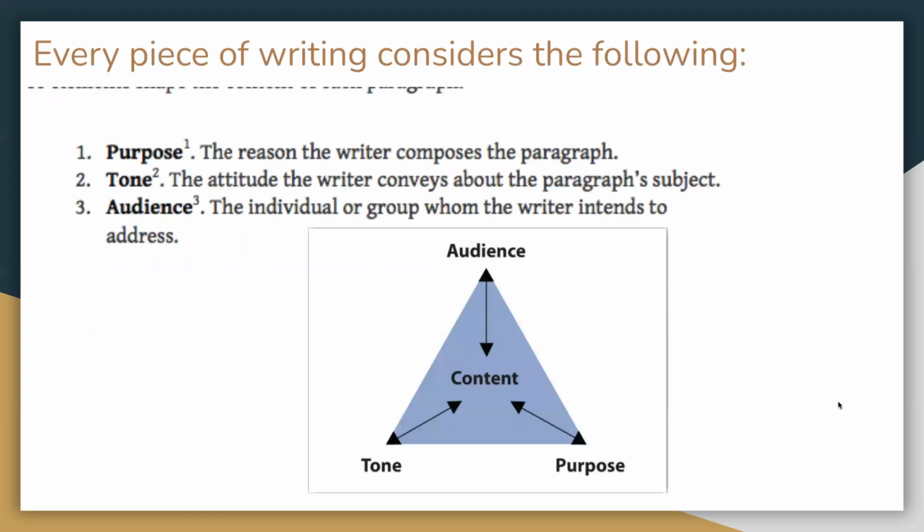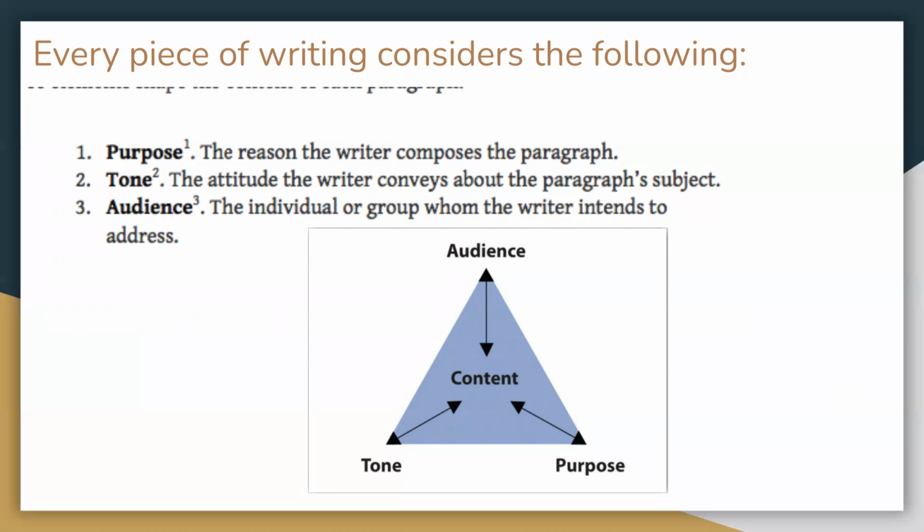Every piece of writing considers the following 3 things: purpose, tone, and audience. And if you see here in the diagram, you see content in the middle of the triangle. Everything that is being considered is related to the content, the material that you are writing about. So again, everything around the triangle is pointing to the content because that is what we are trying to support. We are trying to support the communication of the content.